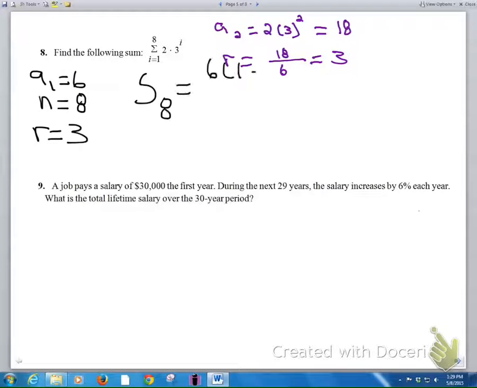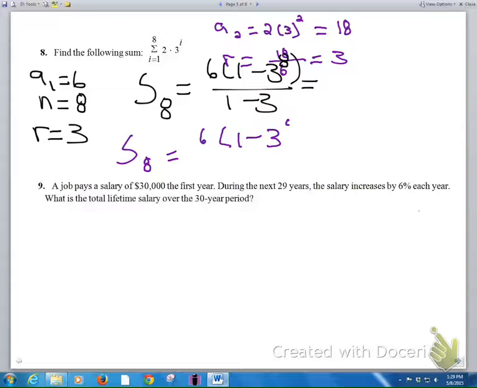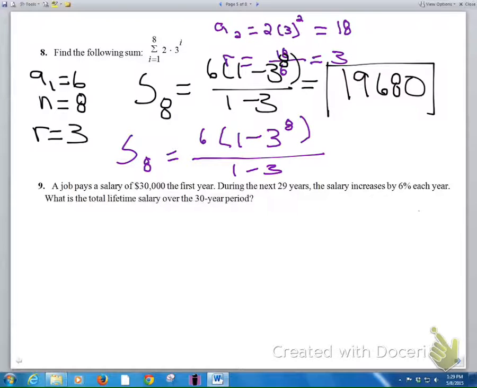So now I've got, sorry, it wrote over that a little bit. So anyway, that says 6 times 1 minus 3 raised to the 8 over 1 minus 3. And then I rewrote it down there because you couldn't see it. And then you just plug it into your calculator.